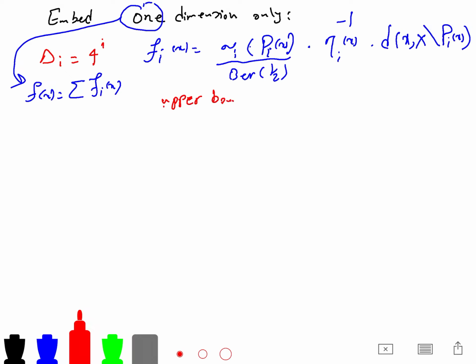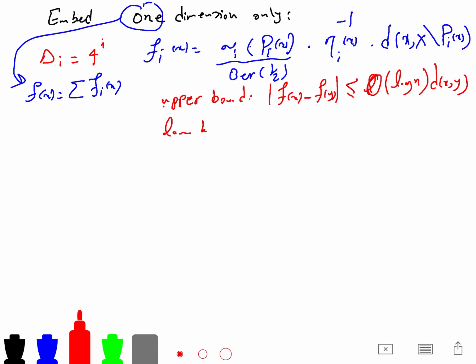So the upper bound of this is |f(x) - f(y)| is less than order of log n times d(x, y). And the lower bound, unfortunately, it is just the expectation of |f(x) - f(y)|. And this shows that we can still write articles and develop our theory. It is greater than order of d(x, y).